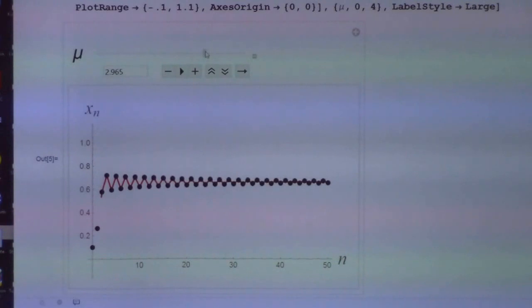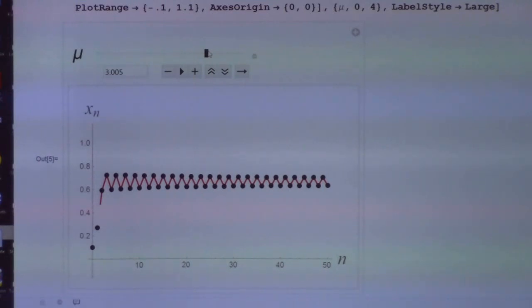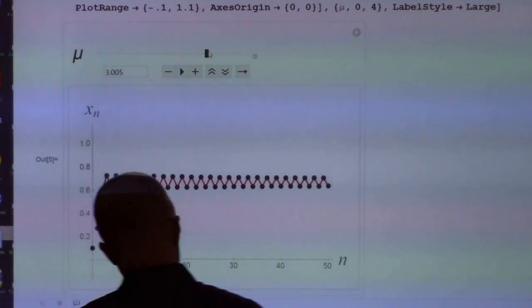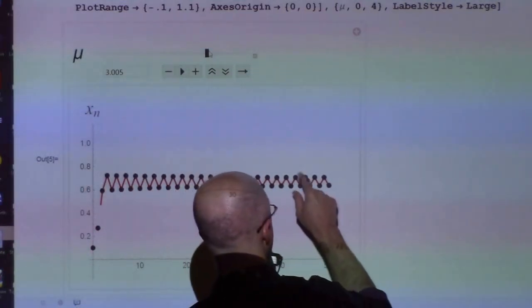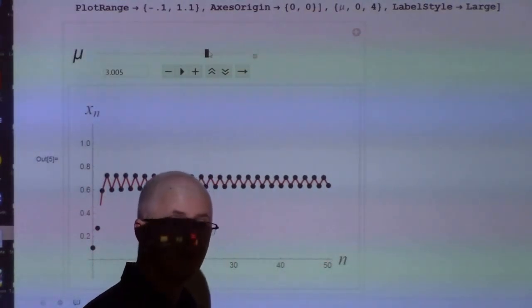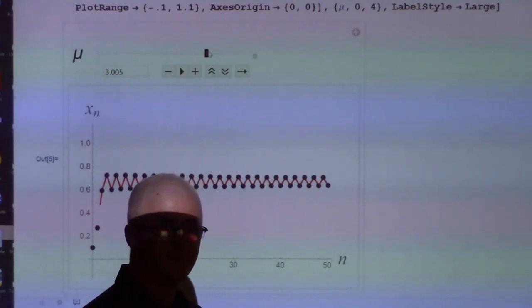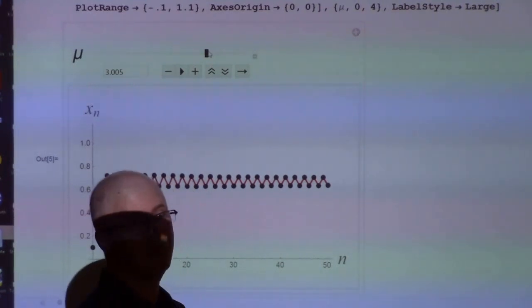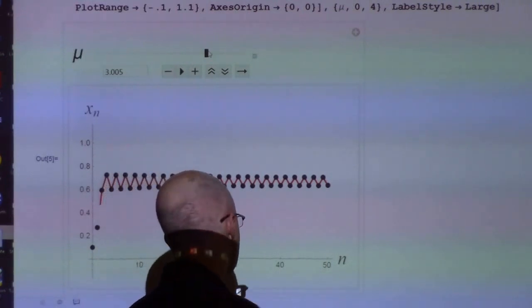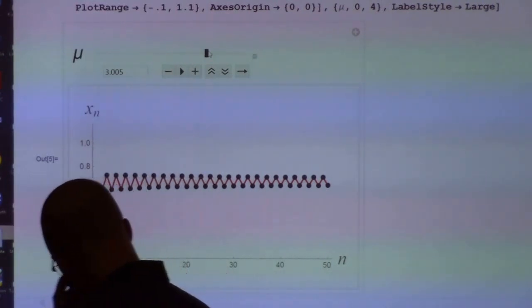Continue increasing mu. When you get to 3 or above, actually above 3, it doesn't settle down in a limit. It's bouncing back and forth, essentially, between two limit points. It's got two limit points. The limit doesn't exist. The limsup does, and the liminf does, and they're two distinct numbers, but the limit itself doesn't exist.